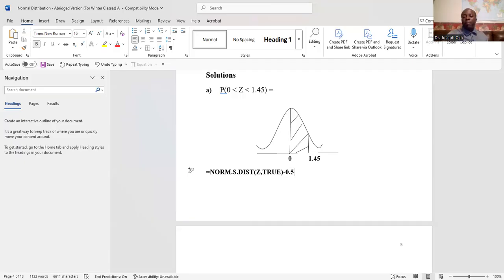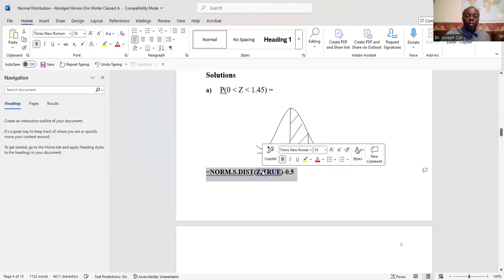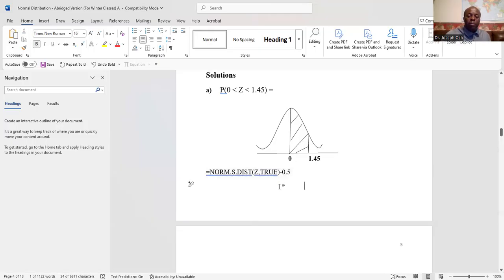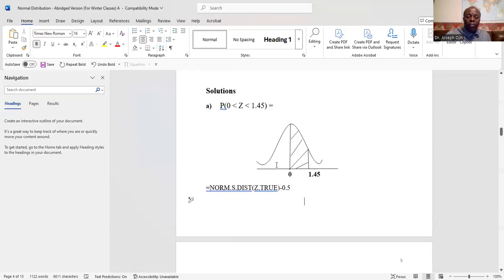Why do we put minus 0.5? Remember, it's part of the formula. When I introduced this, I mentioned that half of this is 0.5 and the other half is 0.5. You're looking for only this portion. That's why minus 0.5 comes in. Now let us go and type this in Excel and get our answer. So let me write down the Z value. Z equals 1.45.